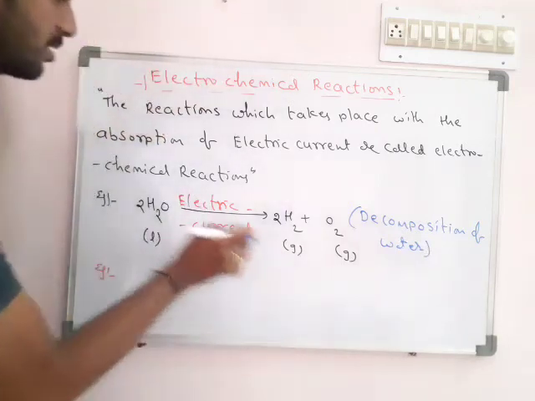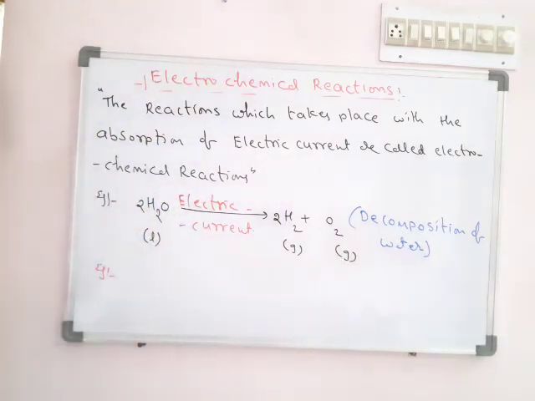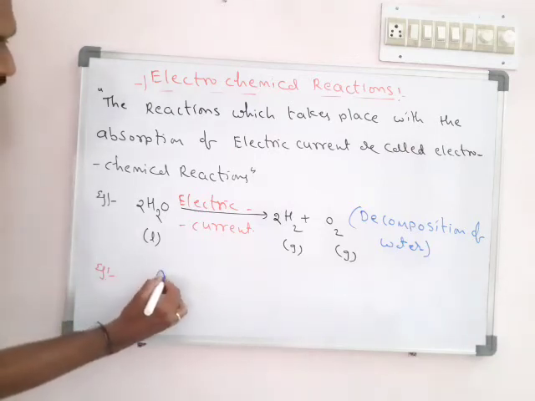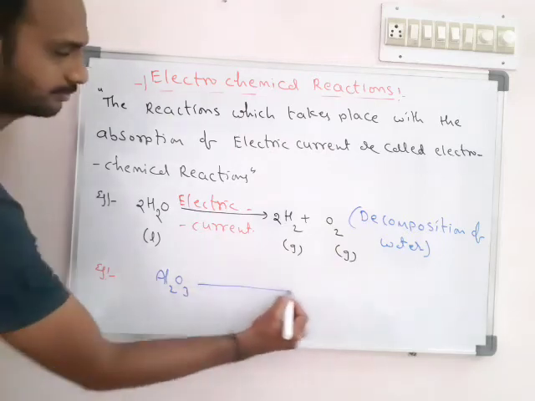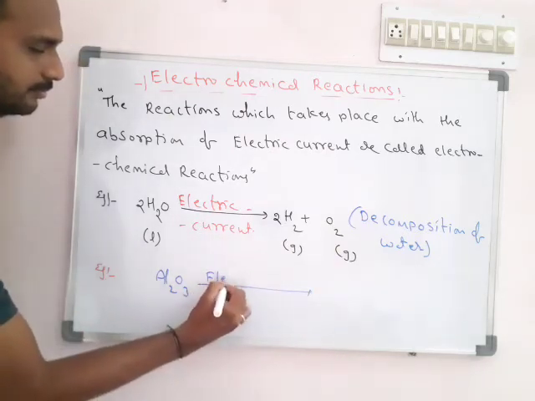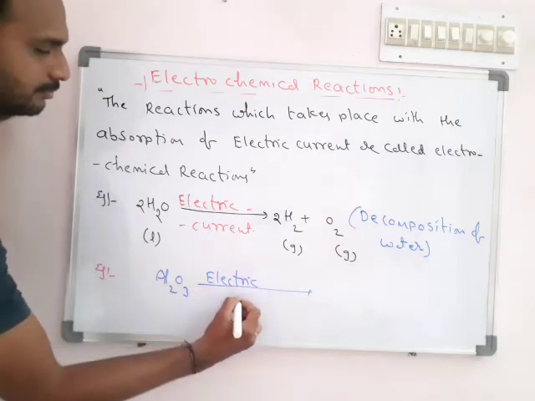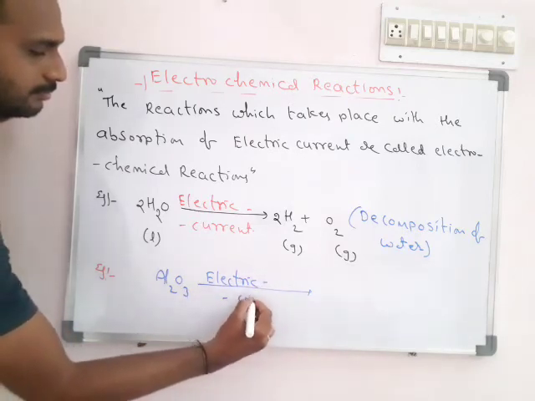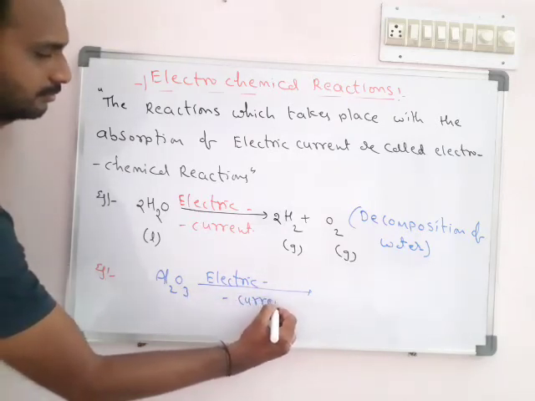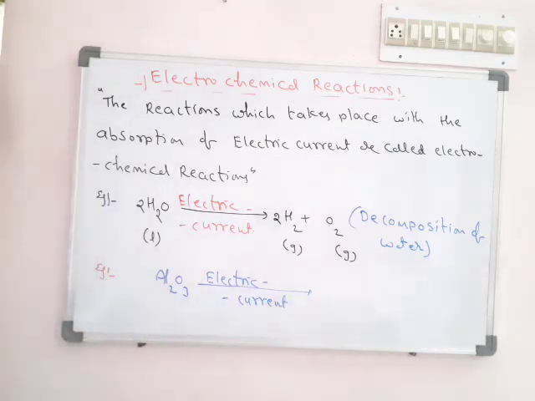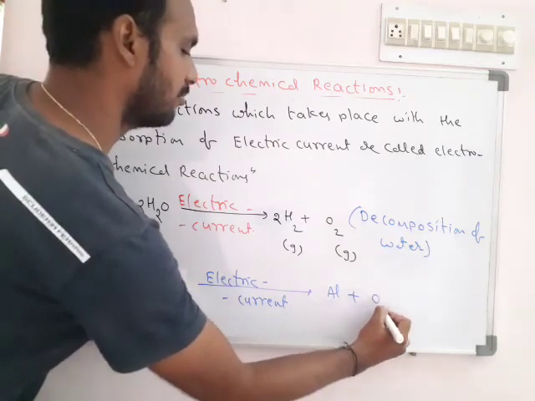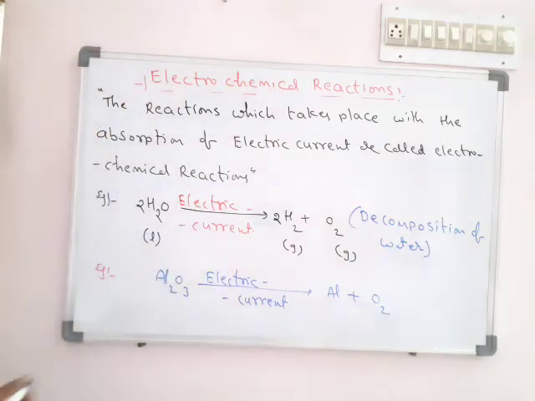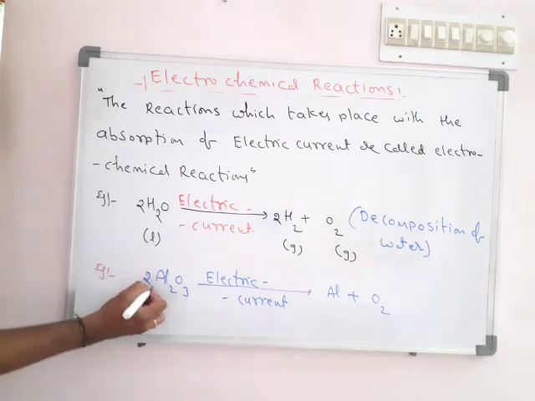Okay, just write a side heading here, and then write the reaction. Okay, now one more example, that is decomposition of aluminium oxide. Aluminium oxide. Here again the formation of aluminium and oxygen. Let's balance it, 3, 2.